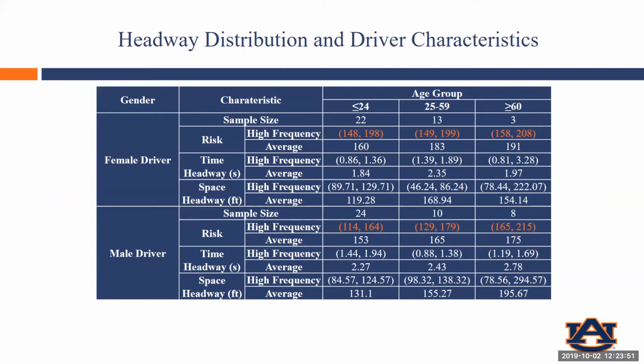So for the headway distribution, we look at female and male drivers, their risk level, age group, and what the average time headway is. As you can see, with age increase, the time headway starts to increase, and then for more than 60, it reduces a little bit here. So the same trend for the female here.